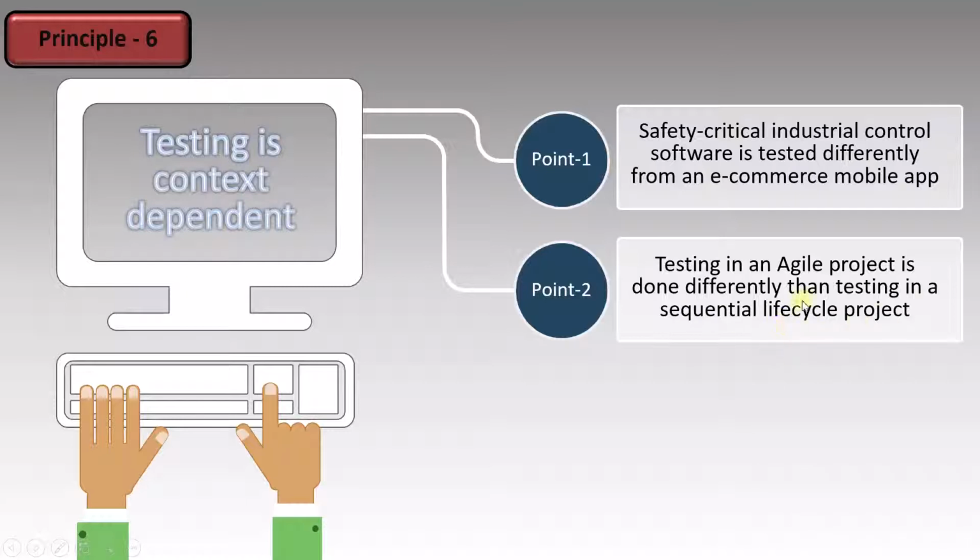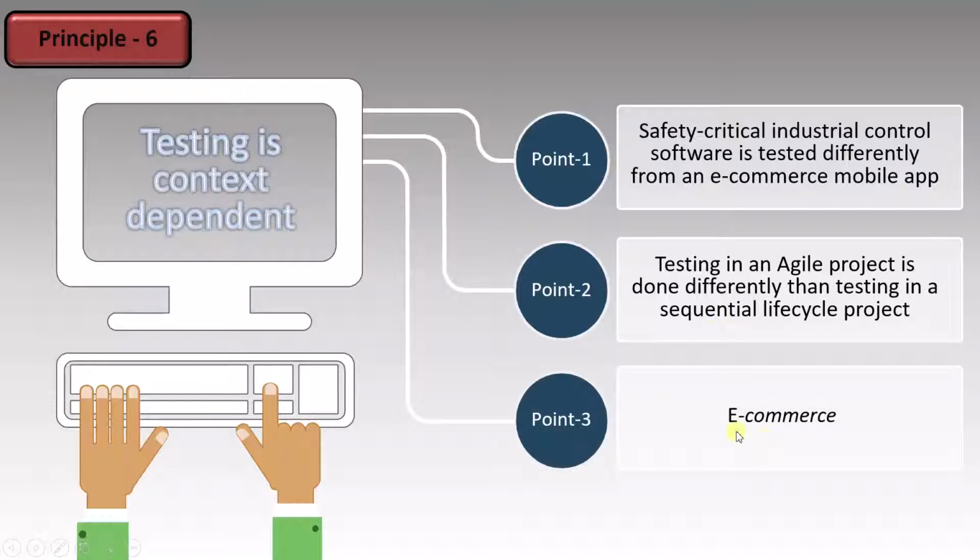This lecture is all about sequential lifecycle projects. The final point is all about e-commerce. This is connected to the first point. How we test e-commerce is completely different. This is why Principle 6 emphasizes that testing is context dependent. Keep that in mind and let's move on to Principle 7.